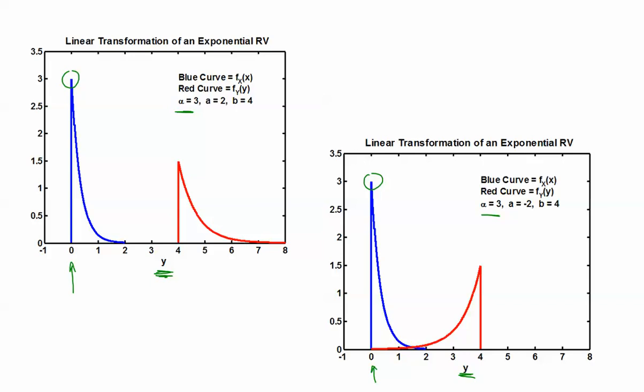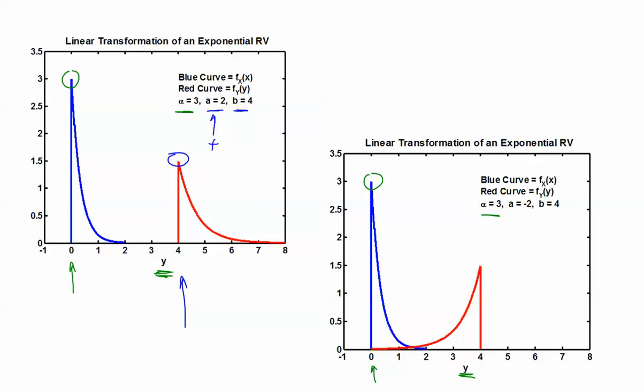So if the parameters for my example are that a is 2 and my offset is 4 for b, and in this case a is positive, then what we find is that my transformed random variable probability density function is shifted up to 4. The peak is divided by 2, so the peak is now down to 1.5, and it still trails off exponentially.